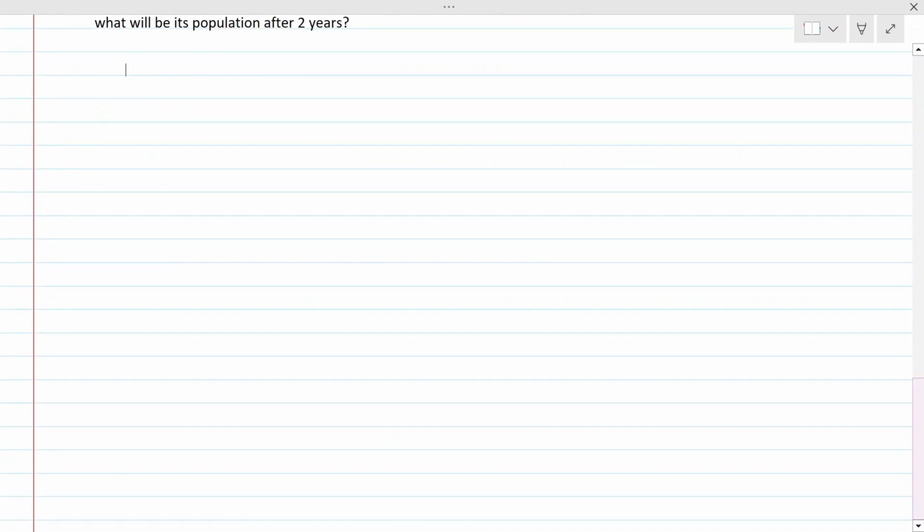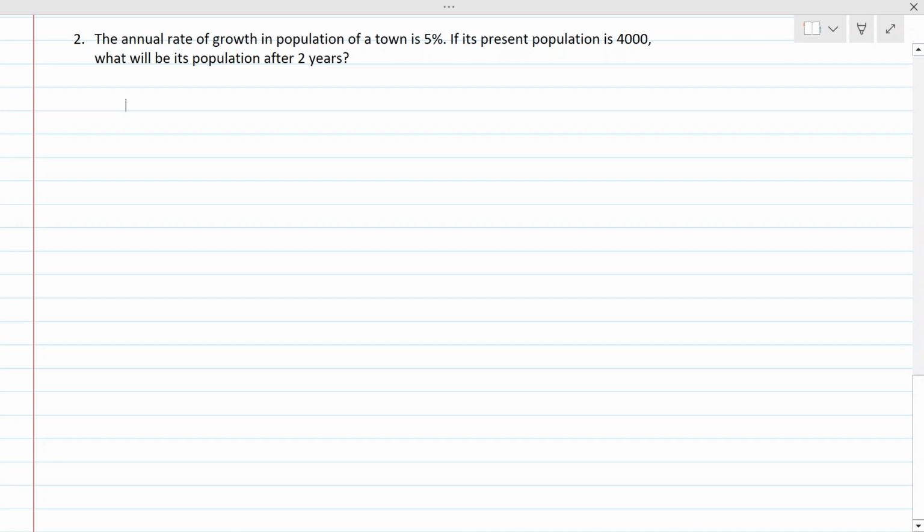Now the second question. The annual rate of growth in population of a town is 5%. If its present population is 4,000, what will be its population after 2 years? So now the given data. First we have to write the present population, that is P. P equals 4,000, present.